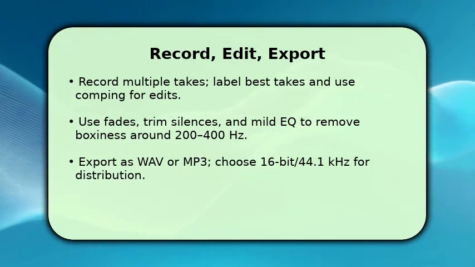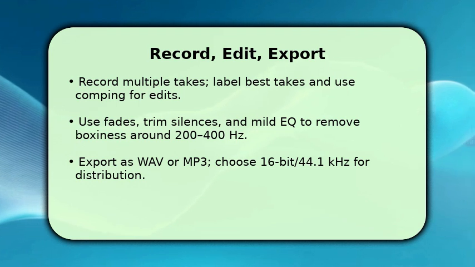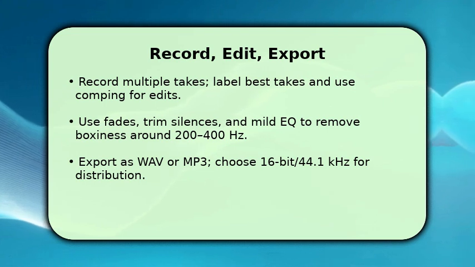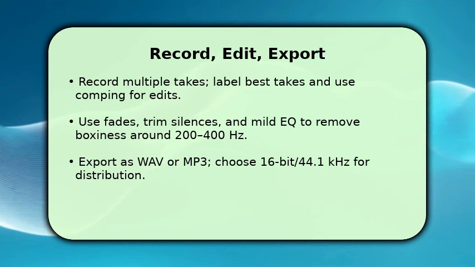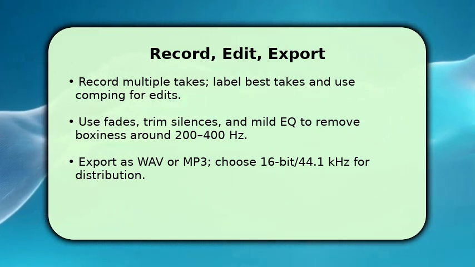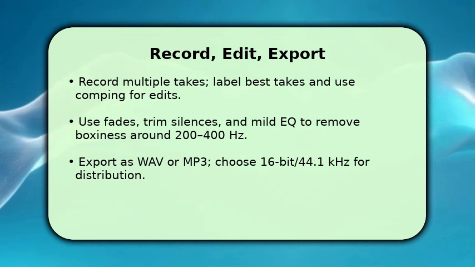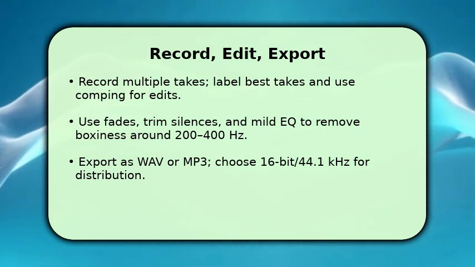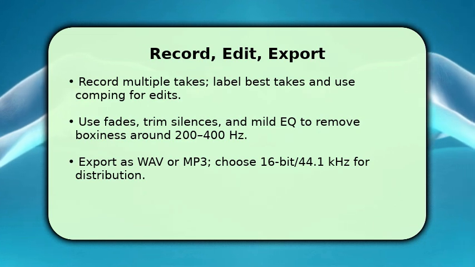You're ready to record and finish the project. Capture several takes and use GarageBand's take folders or comping to choose the best phrases, then trim, apply crossfades, and remove breaths or noise. Use subtle EQ to reduce boxiness around 200 to 400 Hz and brighten with a gentle boost above 4 kHz. Once satisfied, bounce the project to WAV or MP3 at 16-bit/44.1 kHz. If levels distort, reduce input gain and re-record. Clipping can't be fixed in post.